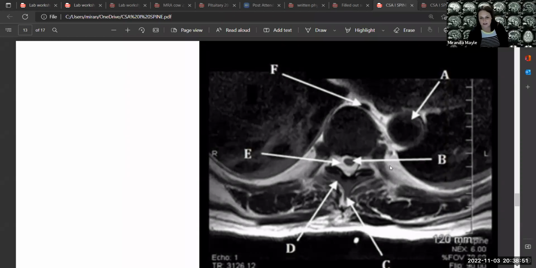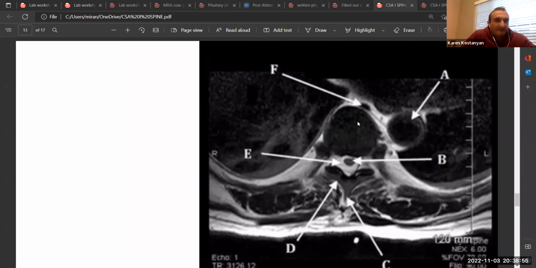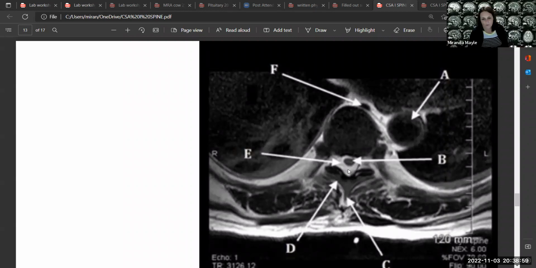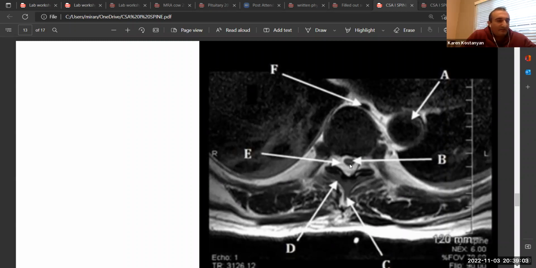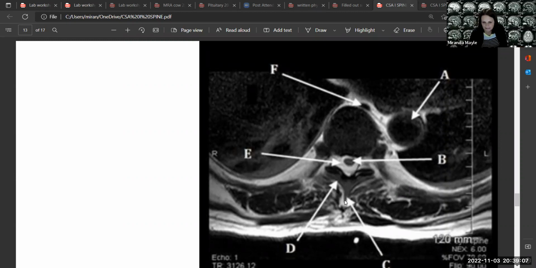All right. What is this right here? It's not labeled, so I'm just saying this. Vertebral body, good. What is B? Spinal cord. What is C? Spinous process. Good. How about this region right here? Lamina. What is surrounding B? CSF. Spinal CSF.